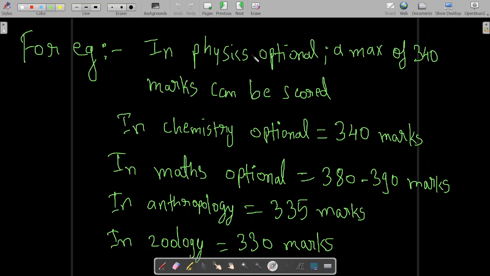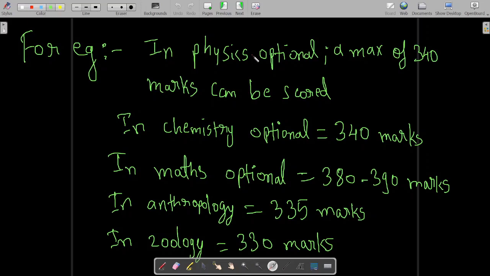In PSIR, history optional, sociology optional or anthropology optional, you will have to keep updating yourself with the current affairs which are going on. But if you take physics as an optional subject, the biggest advantage is that there is absolutely no need of current affairs, in physics optional or any other science optional. As there is no need of current affairs, your labor decreases a little bit.